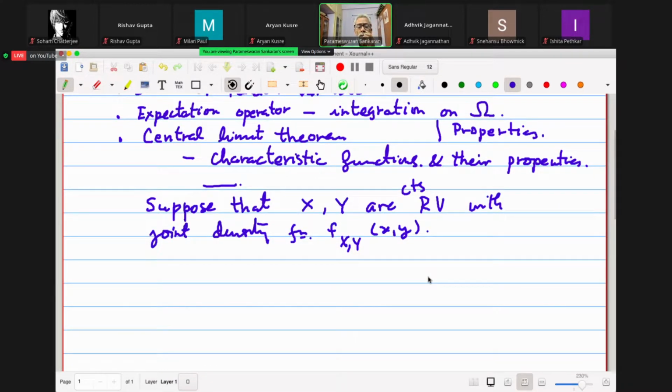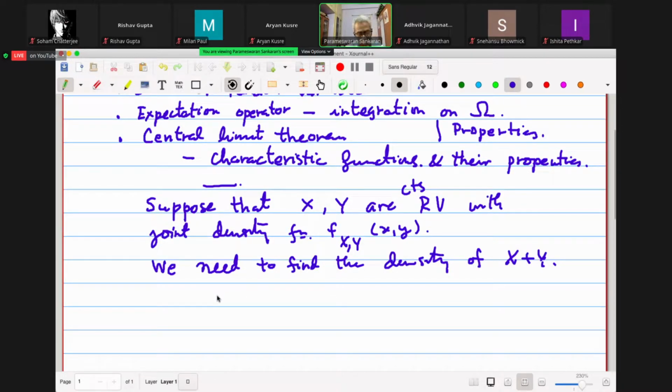So we need an expression for, we need to find the density of x plus y. Okay, so we have done some problems actually involving such things, maybe more complicated things. Okay, so let me explain how to do that.